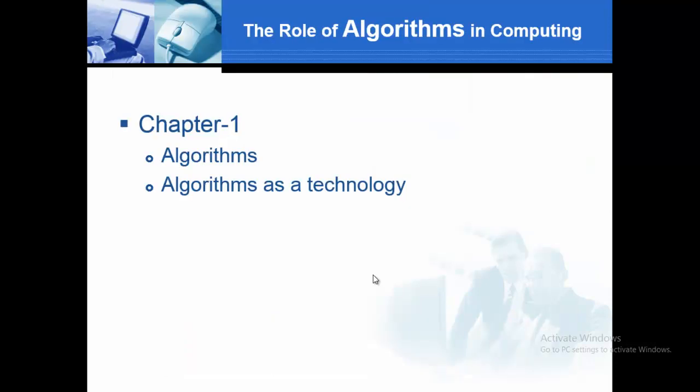Chapter number 1 is about the role of algorithms in computing. In this chapter, students will learn about the importance of algorithms and why we need them, and the most important thing is that they are very important for solving problems which may need the programmer's attention. So chapter number 1 covers algorithms, and algorithms as a technology. We will study these two topics today.